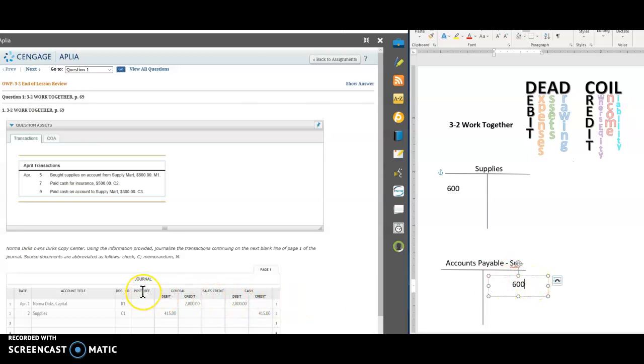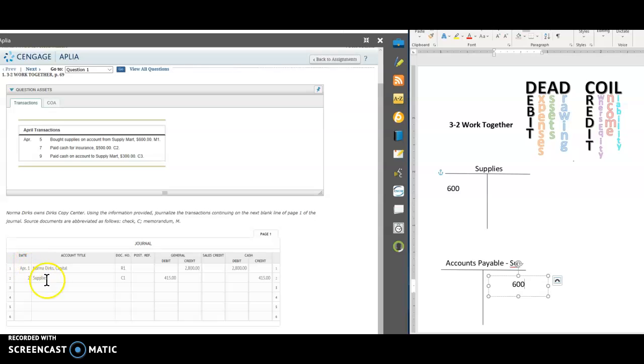All right, so down here we can see our work together 3-1 that we already did. So we're just going to continue down below. So this is going to be April 5th. Now remember, you do not write sales or cash if that's one of your accounts. Now in this case, we have supplies and accounts payable. So neither one of those are special columns in our journal. So we're going to have to write both of them down. So you always, always, always write the debit first. So right here, we're going to have supplies.